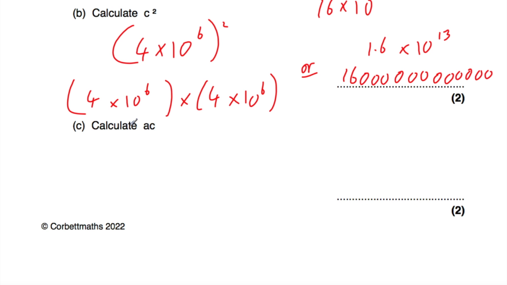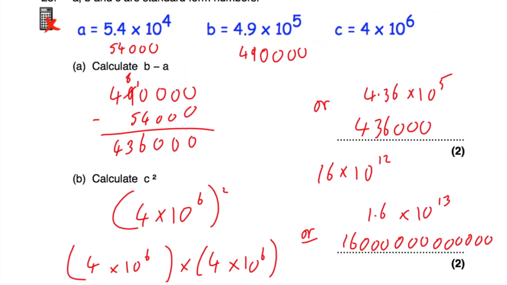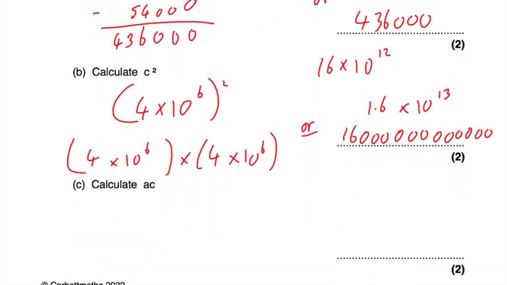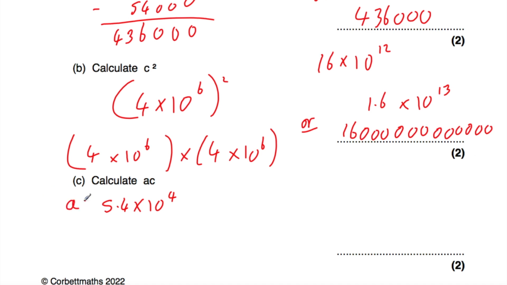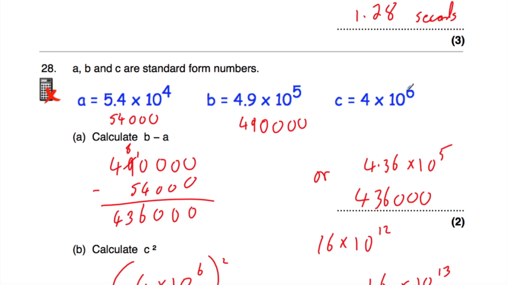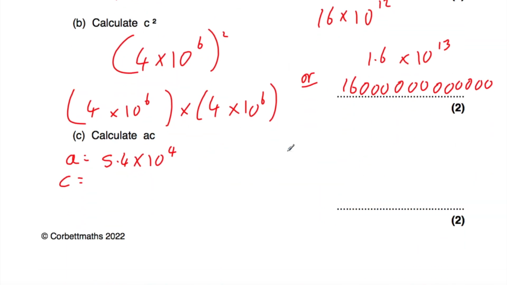Okay, and then part C. Part C, we've been asked to calculate AC. So let's write down what A and C are. So A is 5.4 times 10 to the power of 4. That's what A is equal to. And C is equal to, let's just go up and check that. That's A. And C is equal to 4 times 10 to the power of 6. So 4 times 10 to the power of 6.